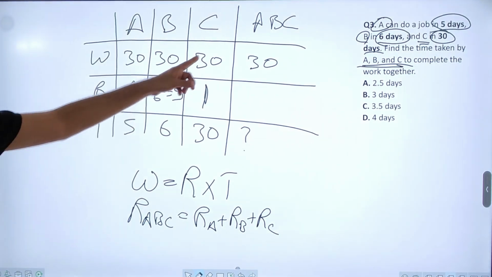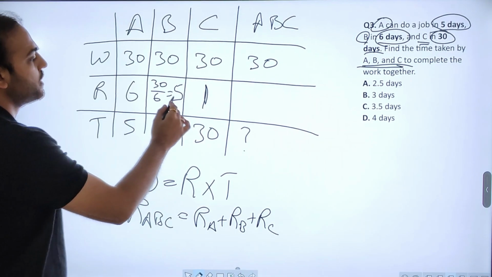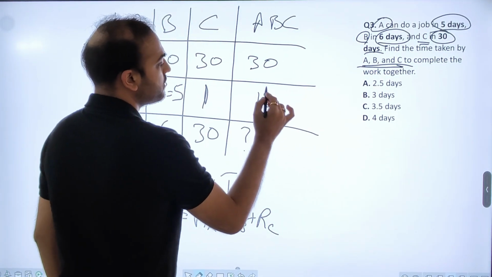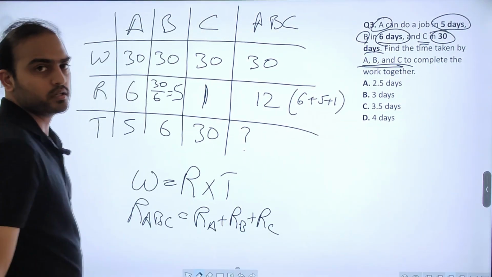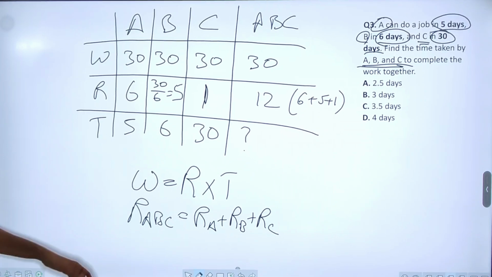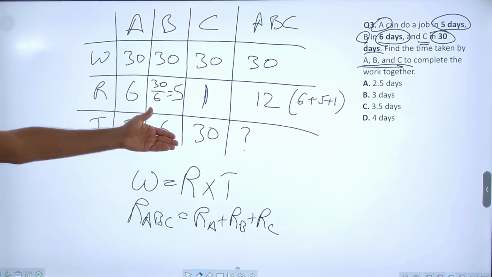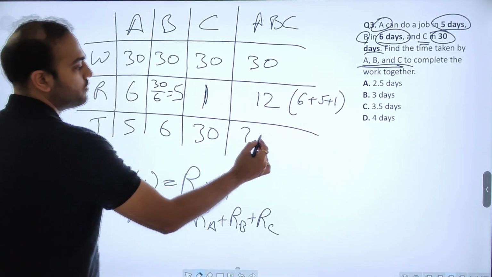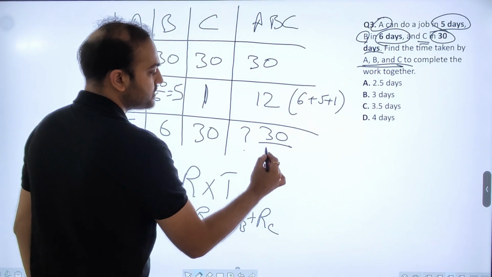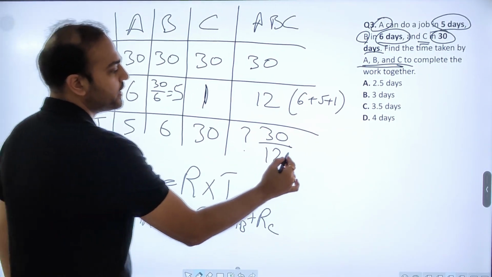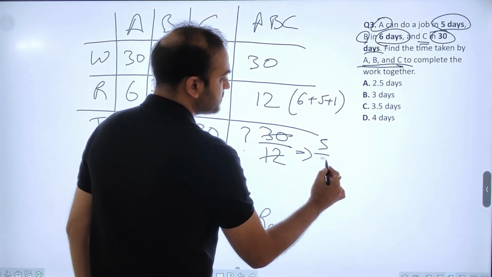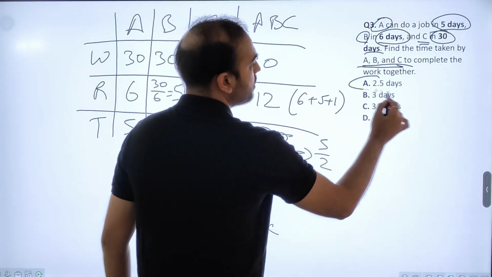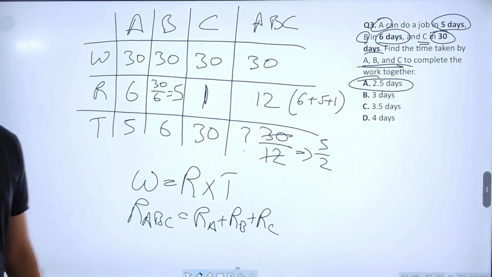Right? So when they work together, the rate will become 6 plus 5 plus 1, 12. Again, last step, fill the table. Work is to eat 30 chocolates, speed is 12. So how many days? 30 by 12. If you solve that, that's 5 by 2 or 2.5 days.